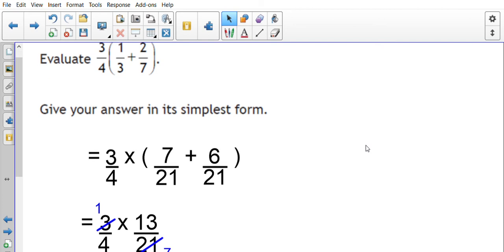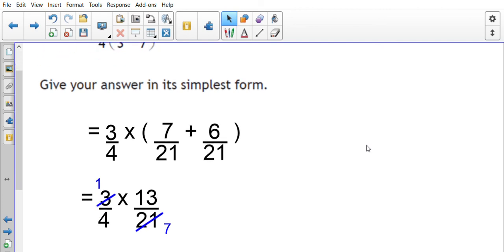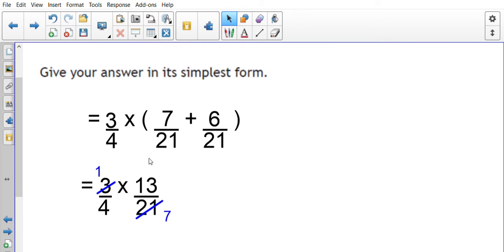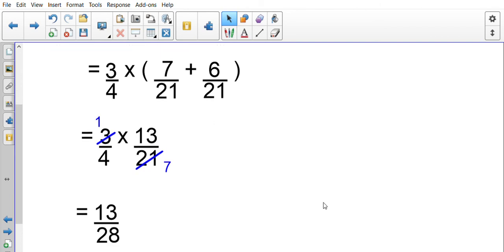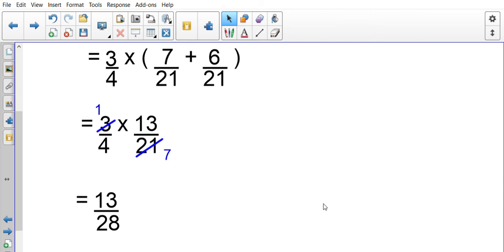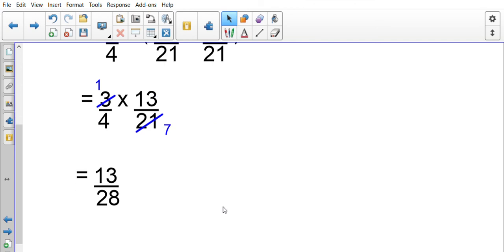Okay, so I've then simplified diagonally, which I can only do on one diagonal this time. I can't do the other one because 13 is a prime number. And then I went ahead, multiplied my numerators together, multiplied my denominators together, and my final answer is 13/28. Again, cannot be simplified any further for the same reason. 13 is a prime number, so that's your final answer.